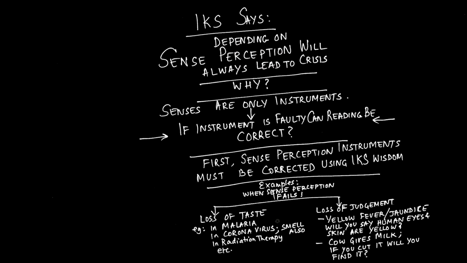These are the defects of depending on sense perception. Indian knowledge systems, this is what it concluded. To sum up, we can see on the chart that IKS concludes that depending on sense perception will always lead to a crisis. Why does Indian knowledge systems conclude that depending on sense perception leads to a crisis? To sum up, we can see the reasons.